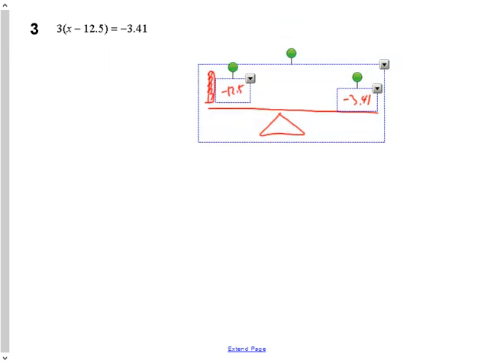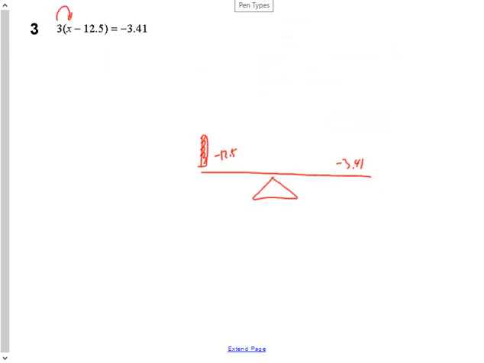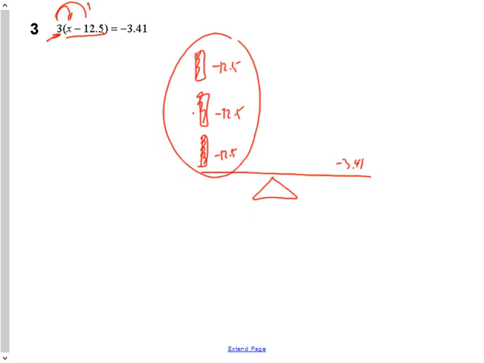But when you multiply it by 3, this idea of distributive property, this 3 outside here, what that means is you have 3 of them. 1, 2, 3. So 3 groups of x minus 12.5, which is visually represented here. 3 groups of x minus 12.5 is equal to negative 3.41. So when we have that, there are 2 ways we can solve it.